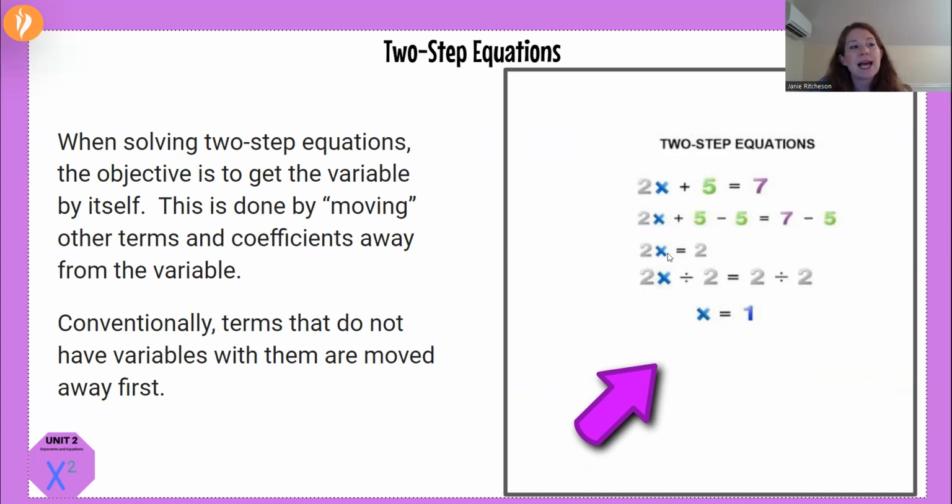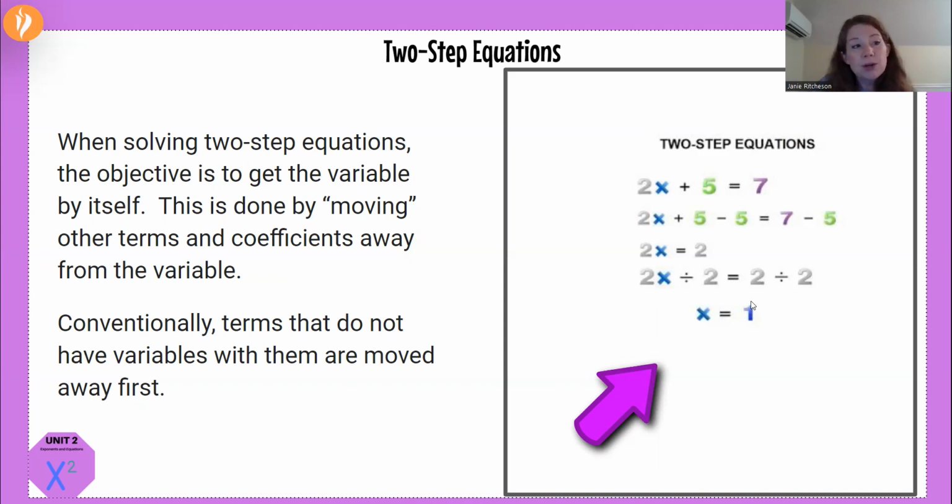And then we have this line, 2x is equal to 2. Well, we haven't solved the equation yet because x is not by itself. So what is happening to x? It's being multiplied by 2. And the opposite of multiplying by 2 is dividing by 2. So we would divide 2x by 2 and the other side of the equal sign, 2 divided by 2. So those 2's would cancel each other out. So the final value of x is 1.